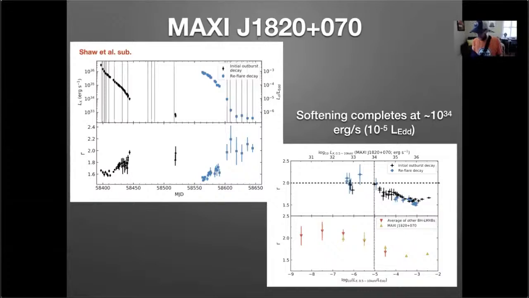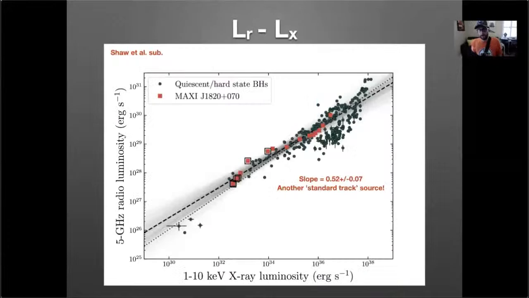We can see that a little bit better in the bottom right figure, which shows the softening, the power law index versus luminosity. And we can see that indeed the softening completes again around 10 to the minus 5 Eddington fraction. And the bottom panel of that figure shows that it's similar to what we see for the average of all other black hole X-ray binaries. If we look at LRLX, we see that this is indeed another standard track source, and we can see that it has a slope of around 0.52.